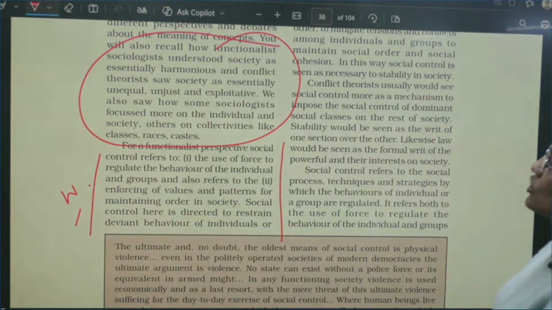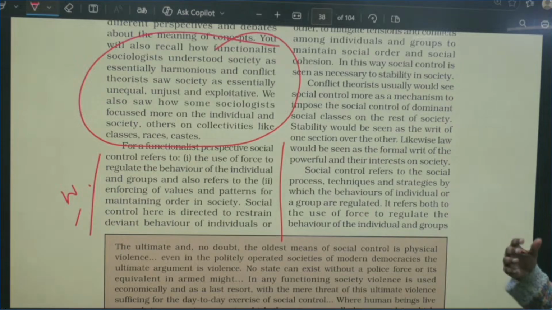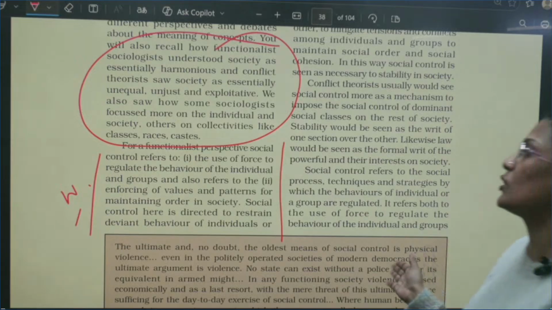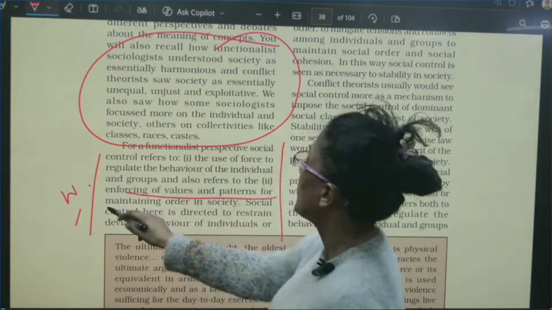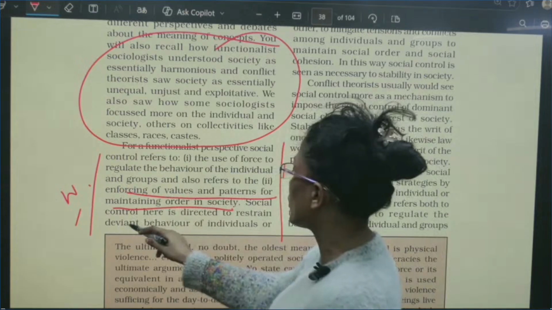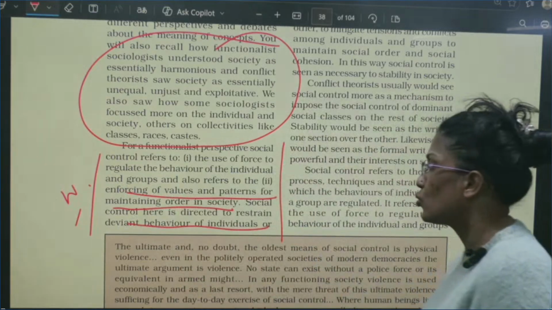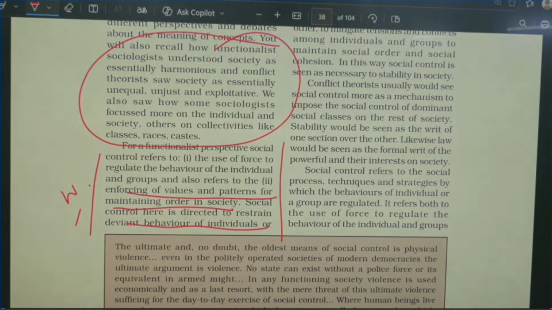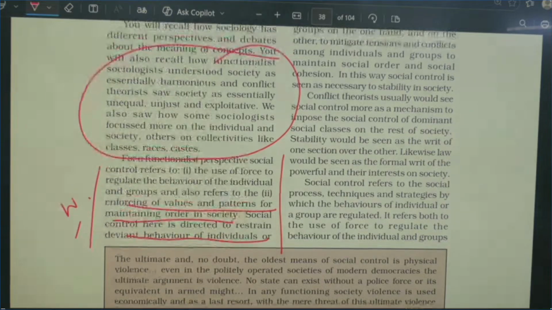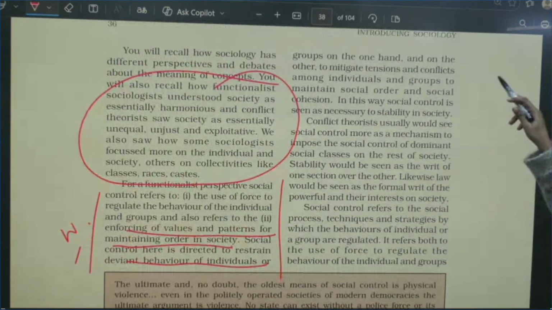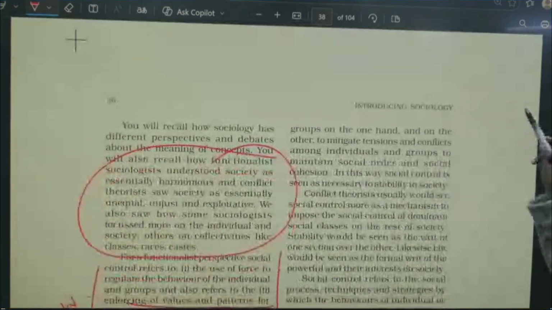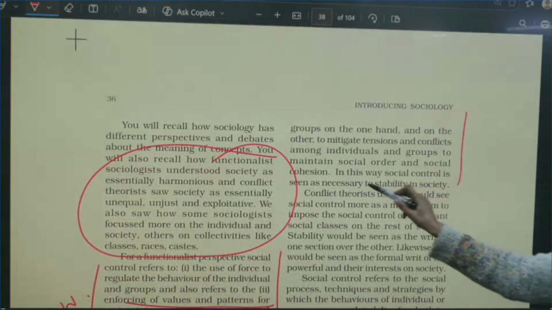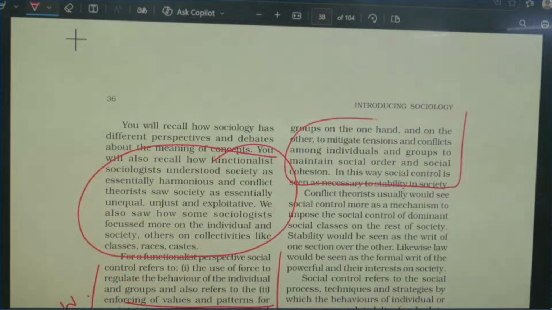From a functionalist perspective, social control refers to the use of force to regulate the behavior of the individual and group, and also refers to the enforcing of values and patterns for maintaining order in society. Social control here is directed to restrain deviant behavior. So whatever deviant behavior there is, we will have to punish it. Okay, so that in society we can maintain cohesion. Please write down in your notes exactly this paragraph.